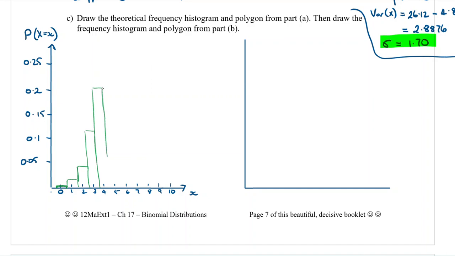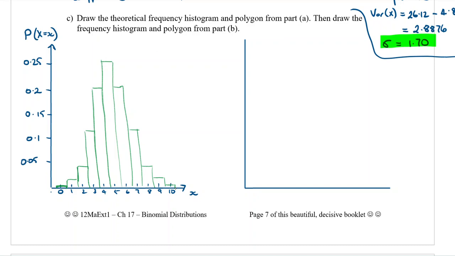I feel like mine are getting a bit sideways. 5. Oh, really? Oh, dear. It's definitely getting a lean. Oh, dear. Leaning. Okay, so that's the histogram.